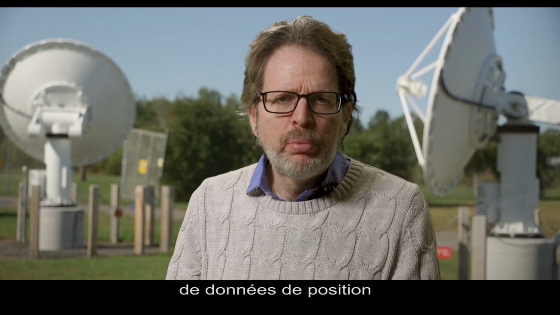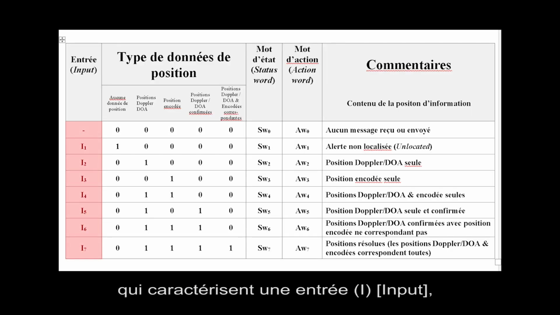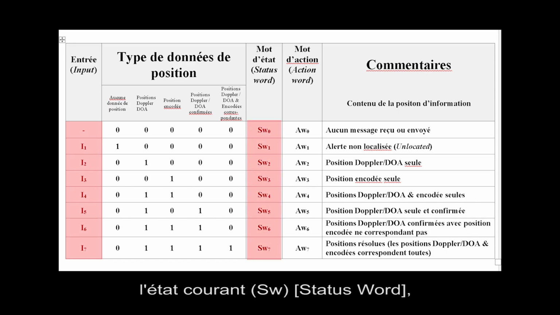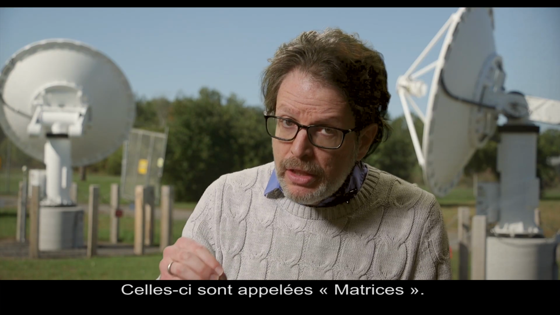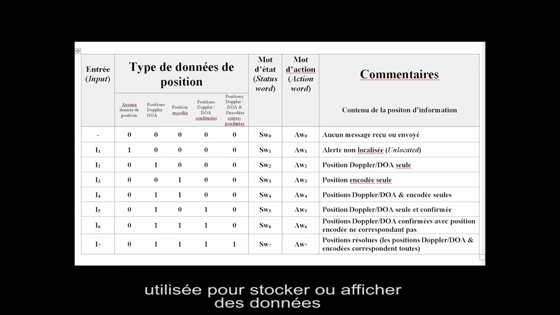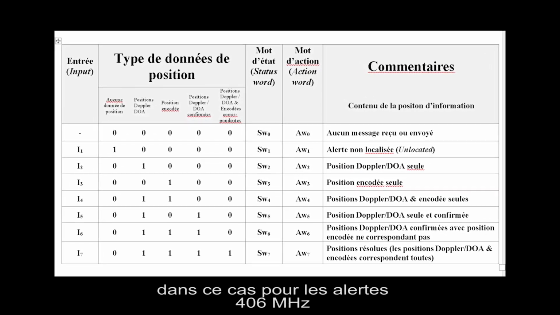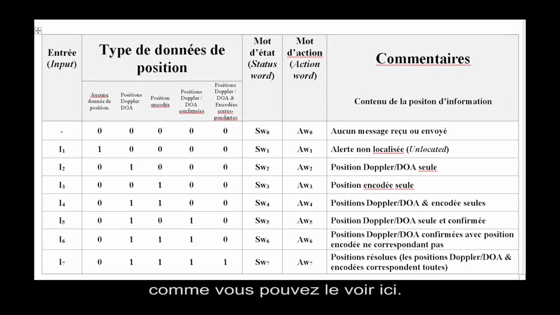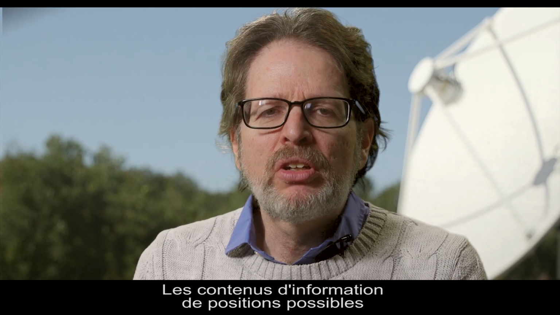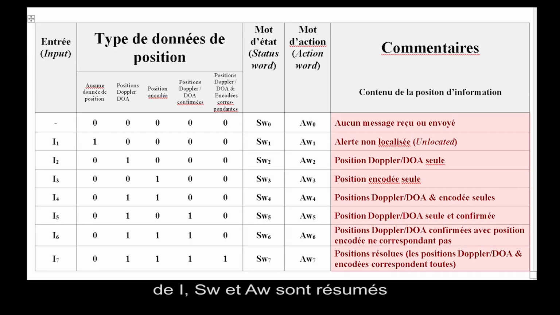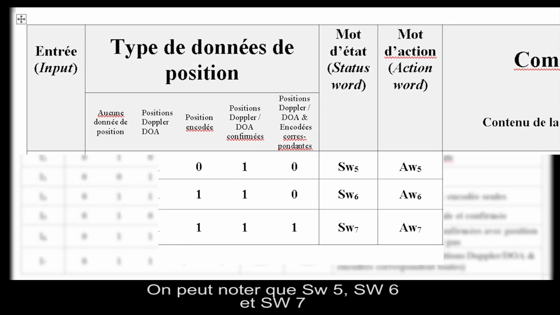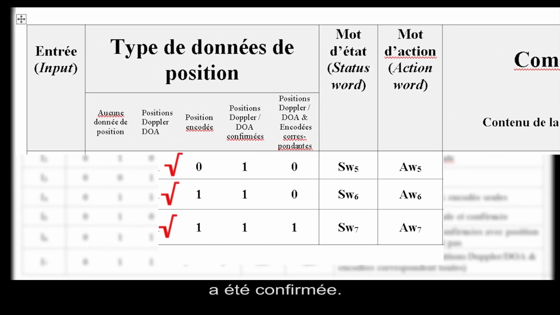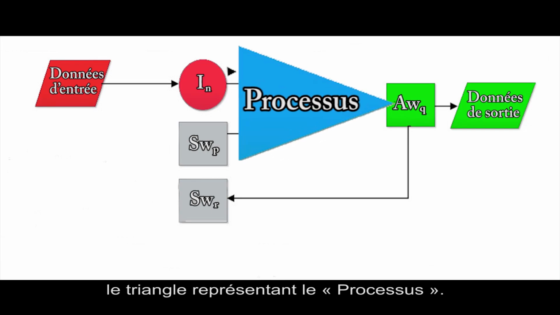The possible combinations of position data which characterize an input, I, the current status, SW, or the resulting action, AW, of the process concerning a given beacon ID are identified here. These are called matrices. A matrix is a grid used to store or display data in a structured format, in this case for 406 MHz alerts, as you can see here. The possible position information contents of I, SW, and AW are summarized in the last column. We can note that SW5, SW6, and SW7 each mean that position has been confirmed. We can see that as we look back to the first graphic, the triangle presenting the process.